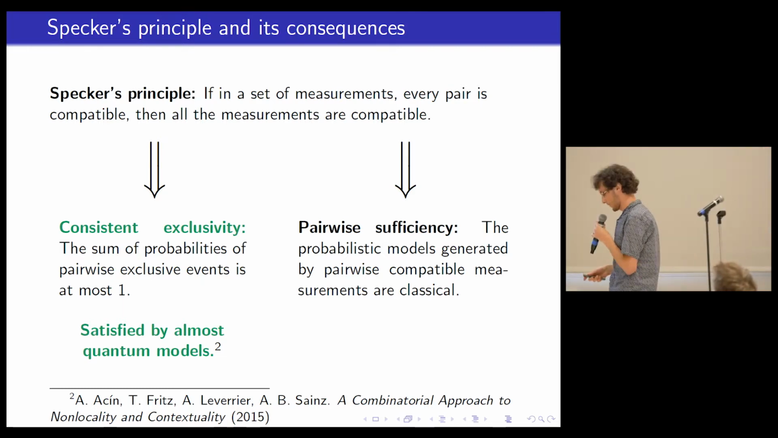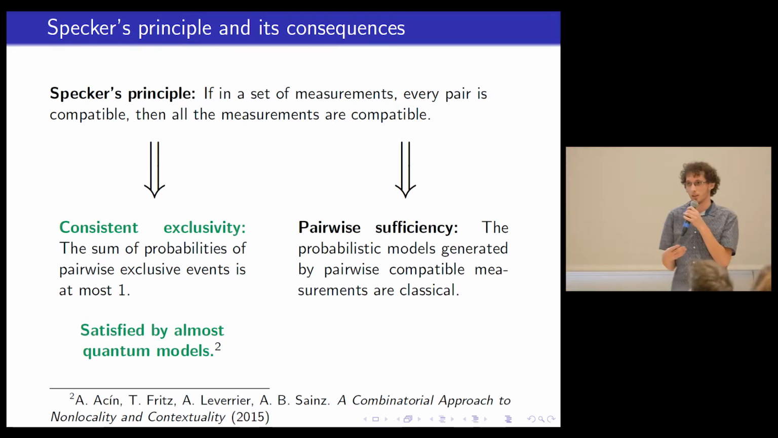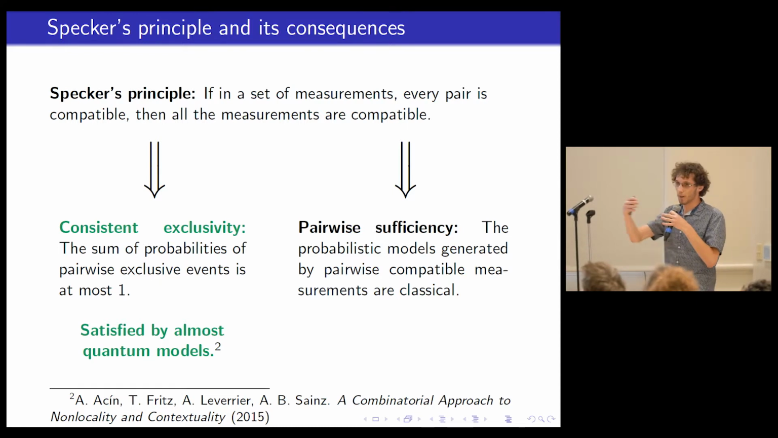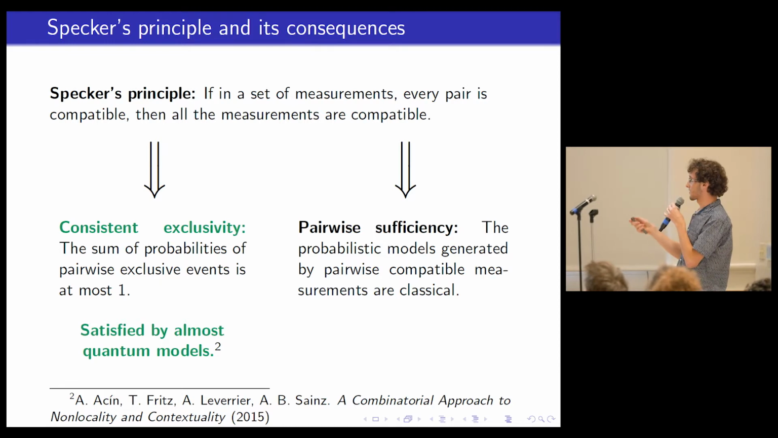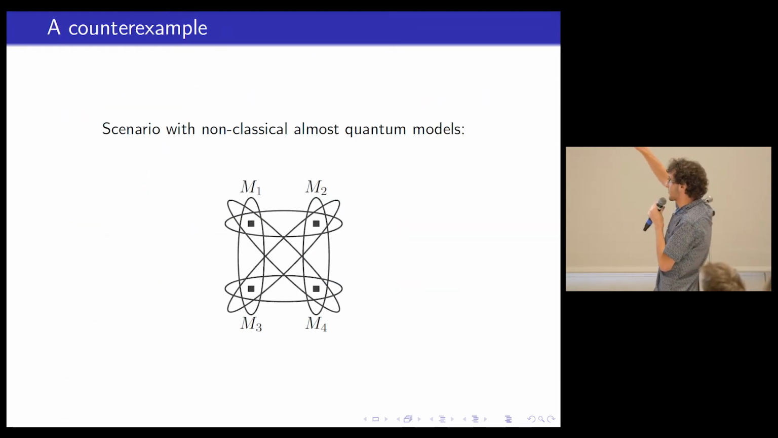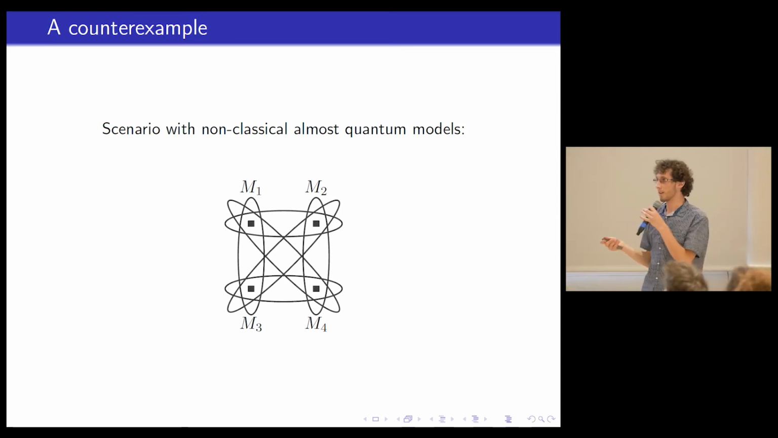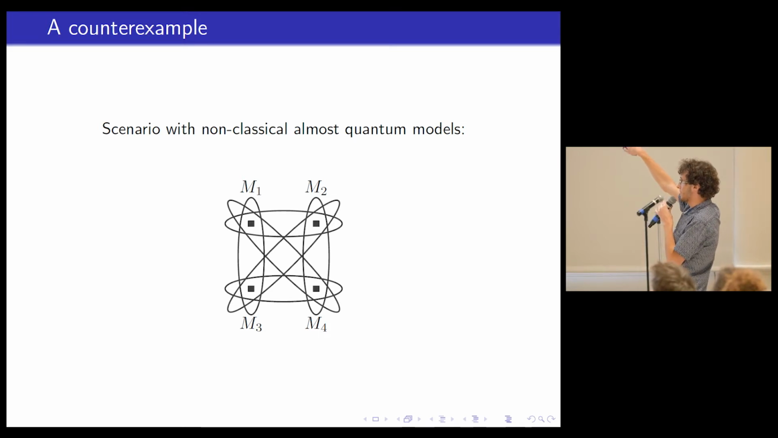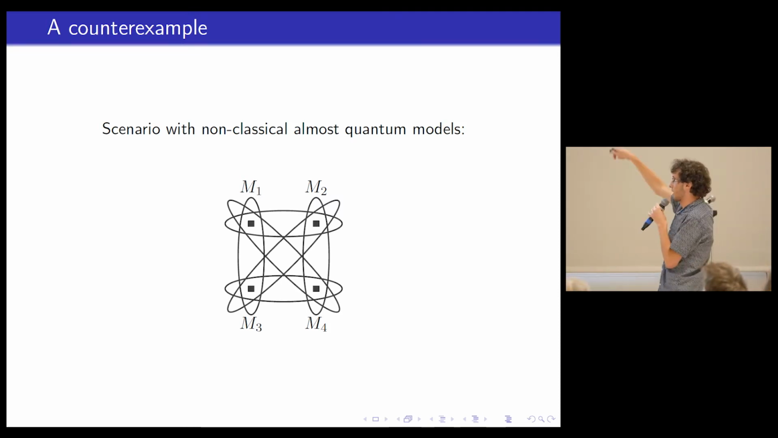So now the question is, is the pairwise sufficiency enough to separate quantum from almost quantum? Well, you probably could have guessed that the answer is yes. And how do we find it? Well, there's this counterexample. This is the simplest counterexample that we could find. It consists of 4 measurements. So there's M1, M2, M3, and M4. And they are pairwise compatible. So any pair of them is compatible.